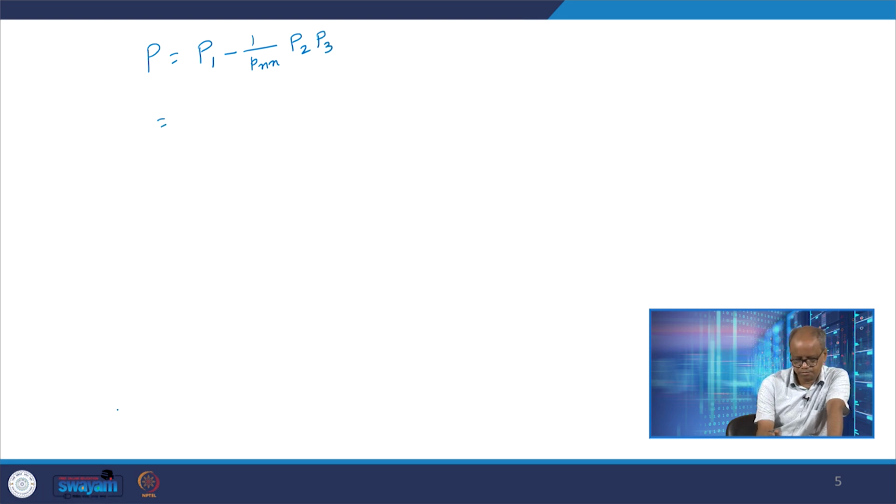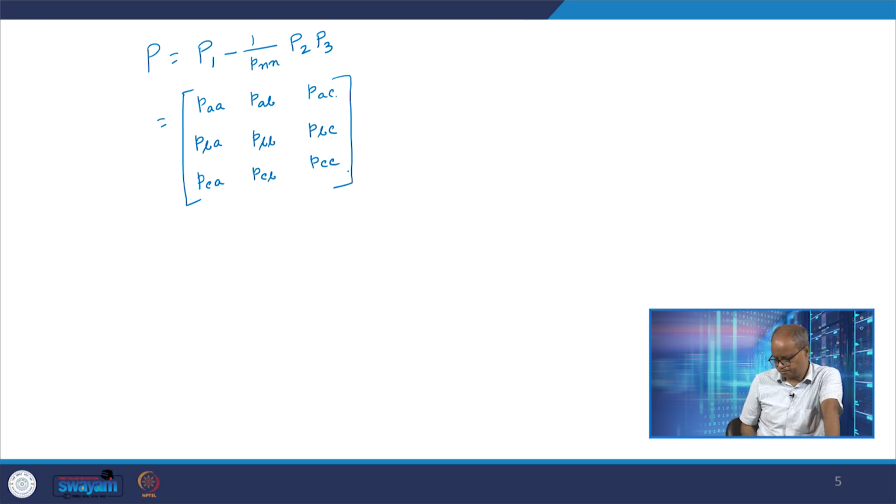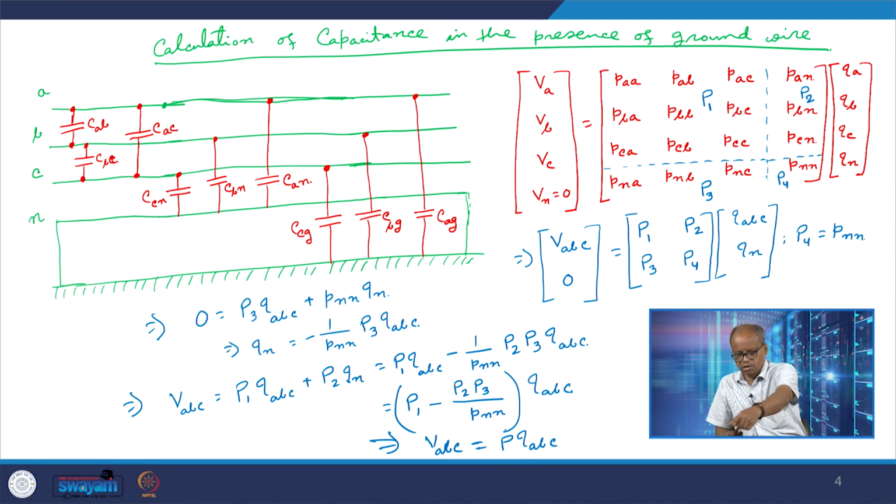So P1 is PAA, PAB, PAC, PBA, PBB, and so on. So this is the P1 matrix, you see. So this is the P1 matrix, and then P2.